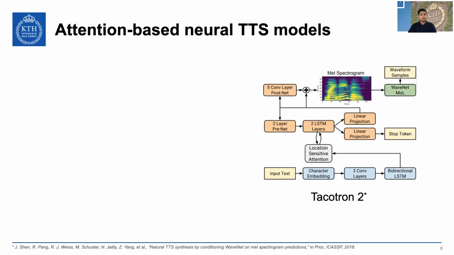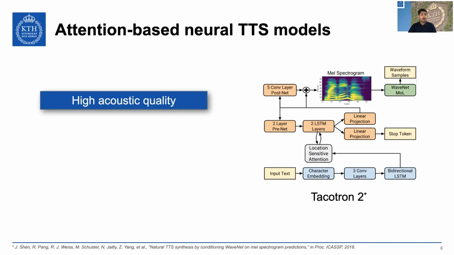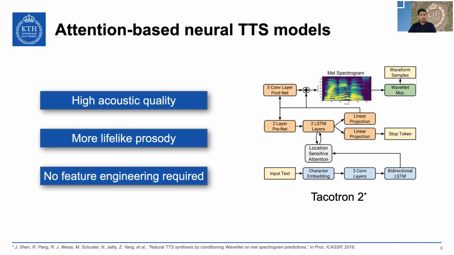Compared to SPSS, modern sequence-to-sequence neural TTS has several advantages. But for this talk, we will highlight the much higher synthesis quality, the more lively prosody, and the fact that this is achieved without the need for the same manual feature engineering as before.